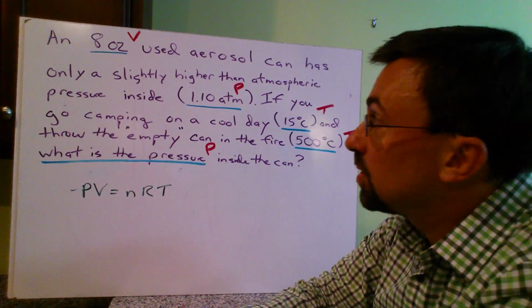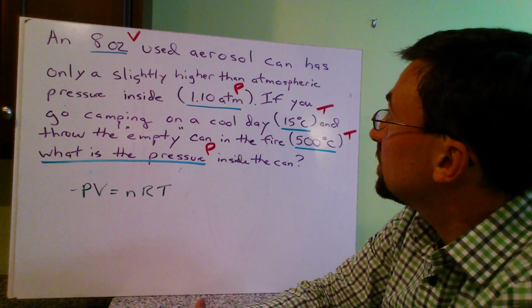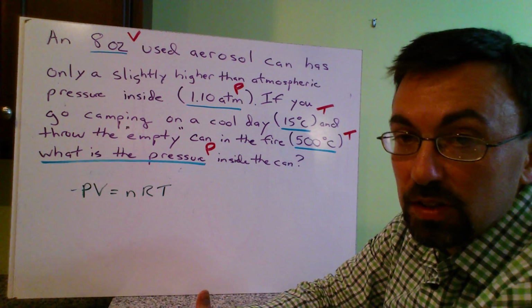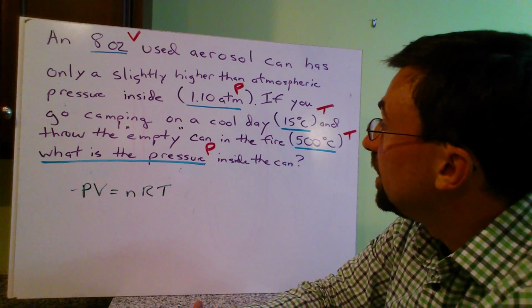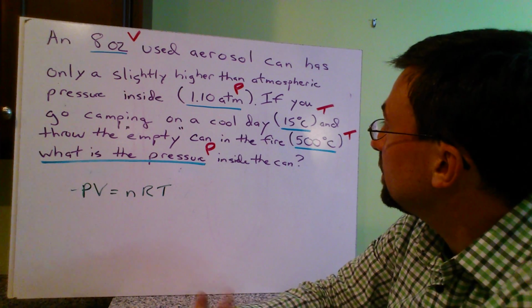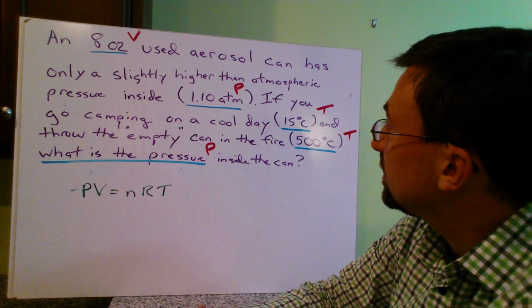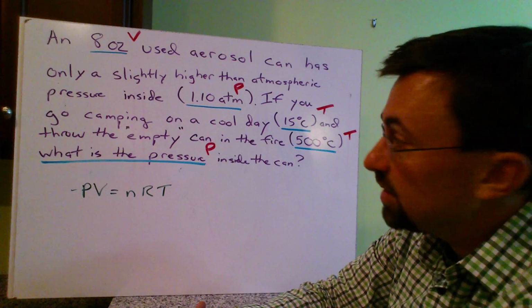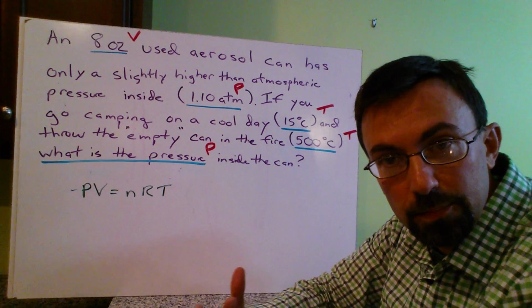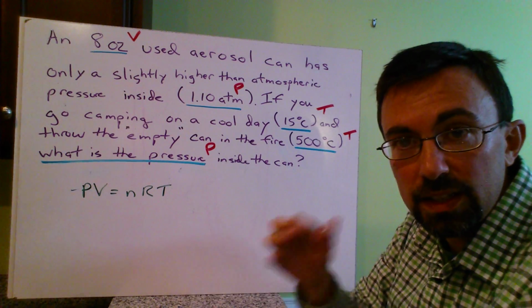So, here's a word problem. An 8-ounce used aerosol can has only a slightly higher than atmospheric pressure inside, 1.1 atmospheres. If you go camping on a cool day, 15 degrees Celsius, and you throw the empty can into the fire, roughly 500 degrees Celsius, what's the pressure inside the can?